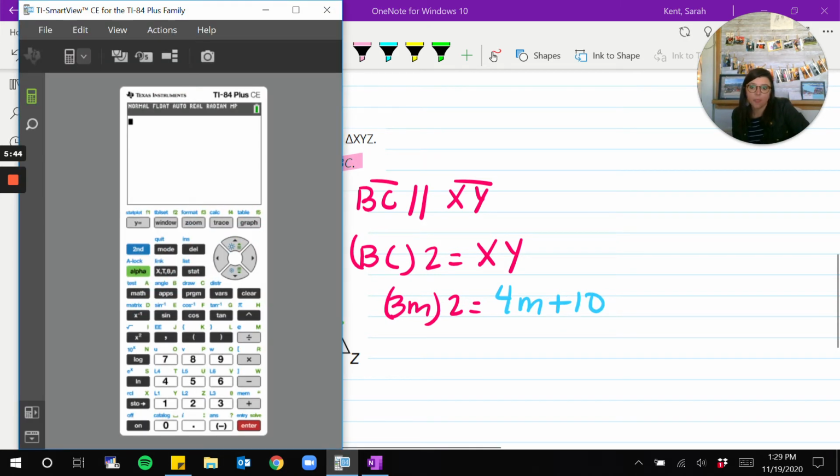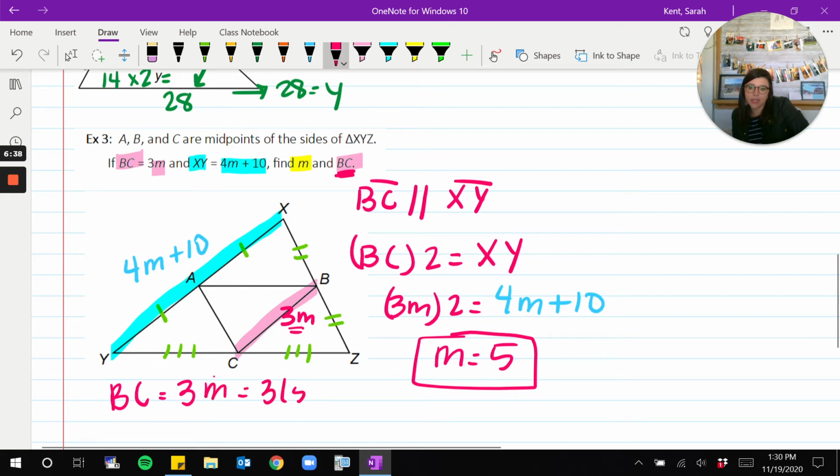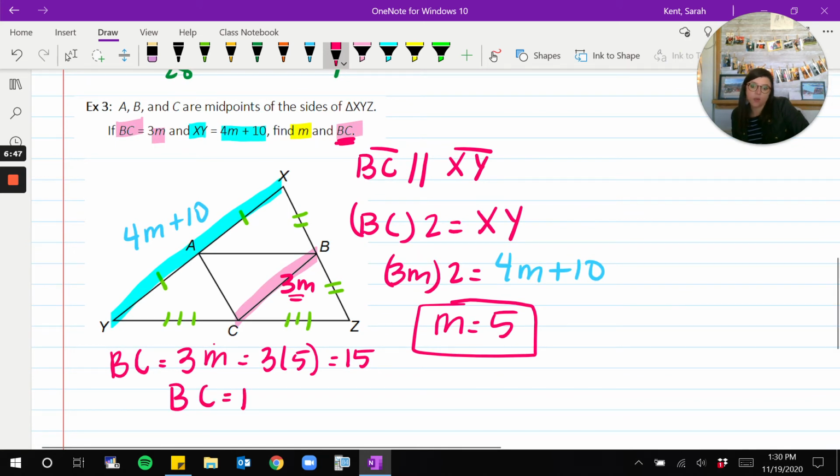If we go to our calculator, I can go to math, up, enter, and the first one I've got 3m, I'm going to use x, times 2, and for E2 I've got 4m, I'm going to use x, plus 10. I can press enter, alpha graph, and here I get 5. So I know that m equals 5. Then it also asks for BC. So again, BC is this 3m. So I'm going to do 3 times 5, which will get me 15. So I can put that BC equals 15.